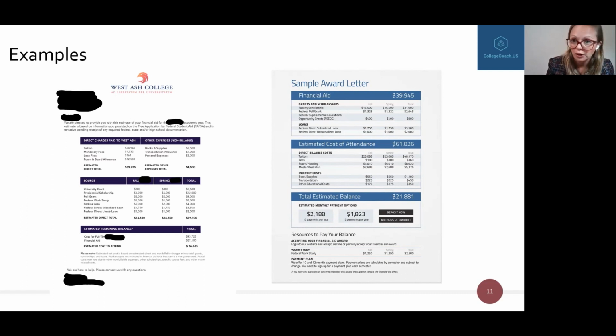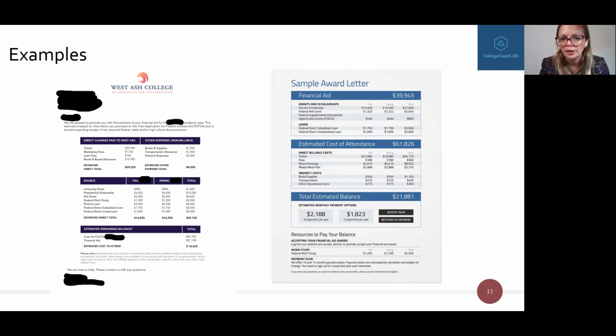Perkins loan, which is a federal loan in a student's name. I know this because I've worked with this stuff, but if you don't know, this is something that you should be asking about. What is this loan? And then you have subsidized and unsubsidized Stafford loan, which are federal loans in the student's name. And so they're estimating that your cost for full-time is 43,000 and the financial aid that they gave you is 27,000, and the estimated cost to attend is $16,000. So don't forget that they're also counting all of those loans in that number.